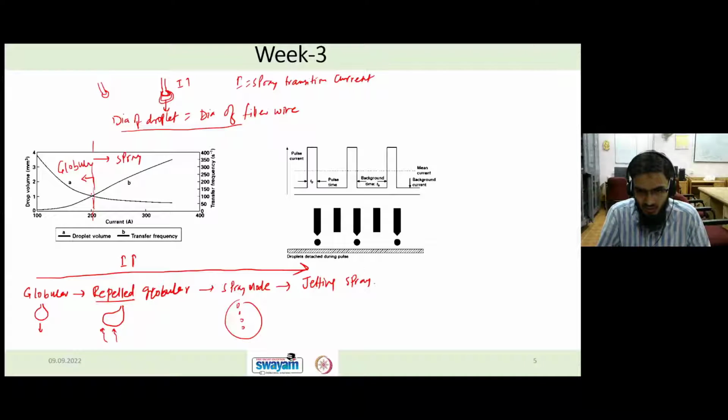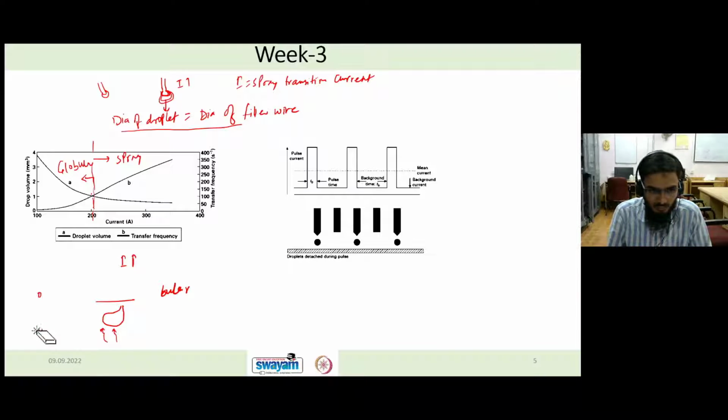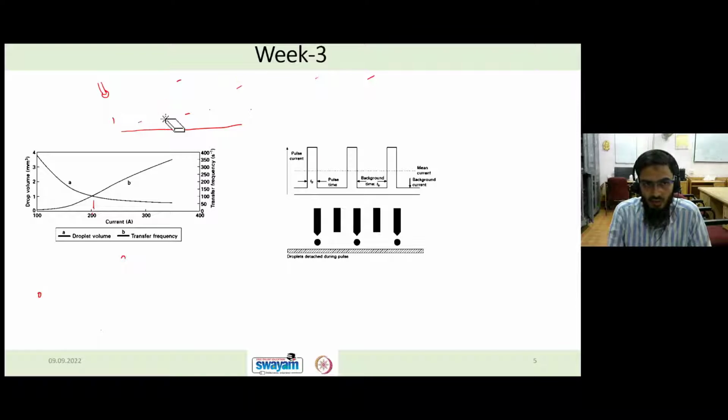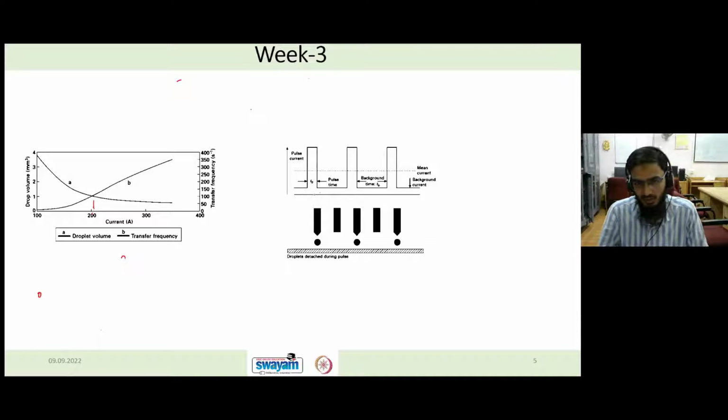So here, let me erase this. In pulse GMAW, instead of using a constant current type of waveform, we use a kind of pulsing. Here it is a square shape, or a rectangle, you can say, pulse, which we are using. There are a few important parameters involved. On this side it is current on the y-axis, and on the x-axis it is time.